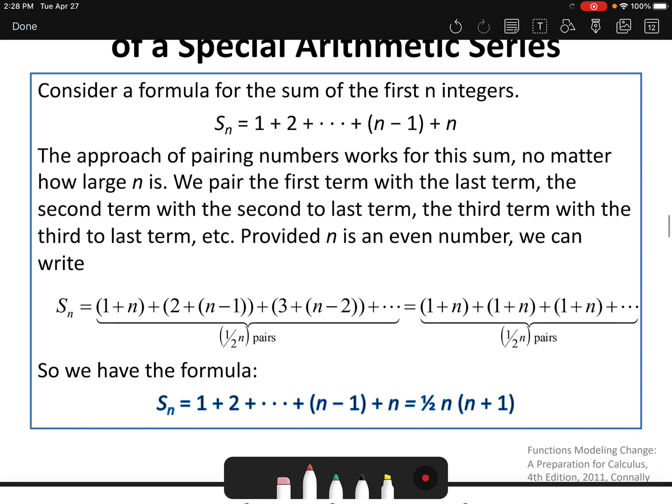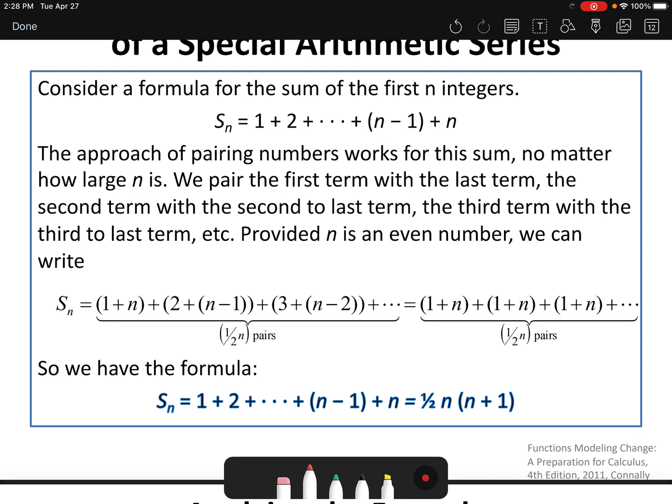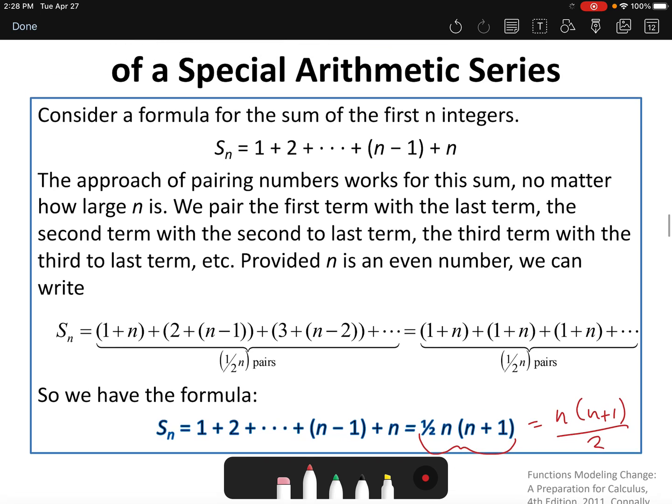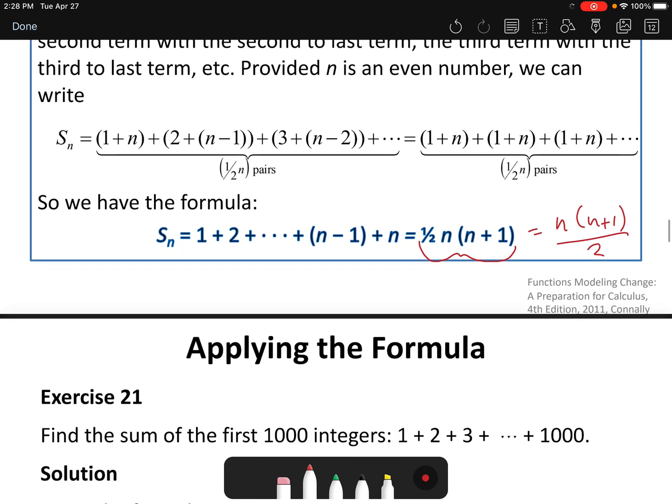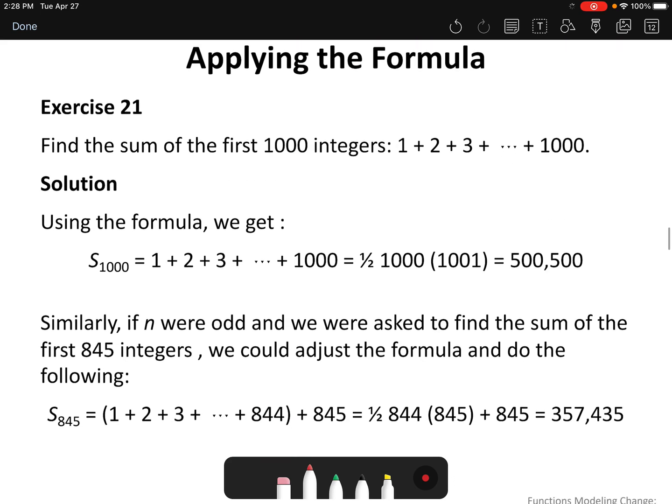Well, this is the same concept. So if we do the half-n pairs, then we end up with this formula, which is 1/2 n times n plus 1. Or another way you might see it, n times n plus 1 all over 2. It's the same formula. So this is our sum for this special arithmetic series, n times n plus 1 all over 2. And we'll get to the overall sum here in a second.